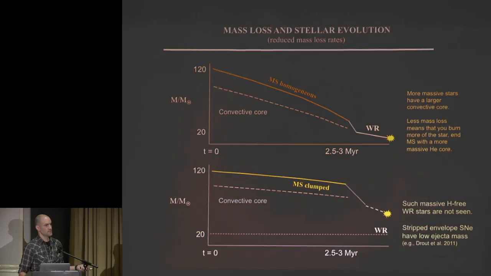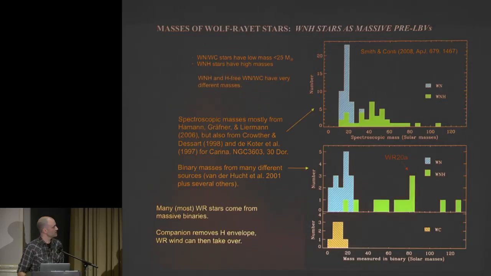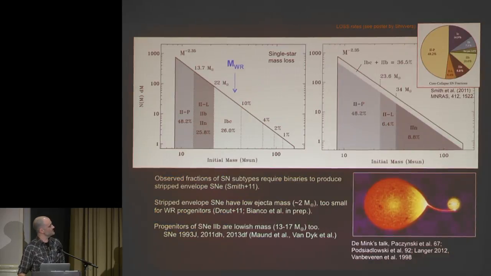Ejecta masses of stripped envelope supernovae are all very small, a few solar masses, not 10 or 20 or 30 solar masses, with the possible exception of some of the broadline ones. So then there's this picture, which Elsema already talked about a bit, and the key point I wanted to make is that when you look at the fraction of stripped envelope supernovae in this standard single star picture, the fraction is already too high.